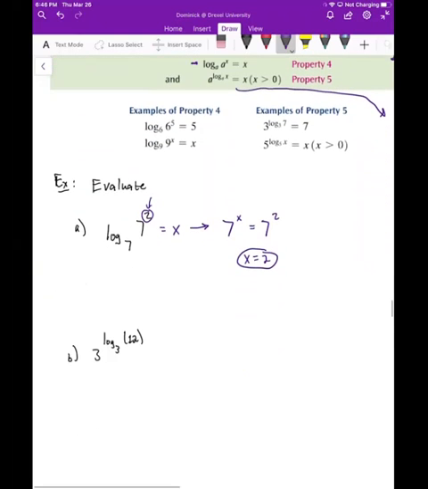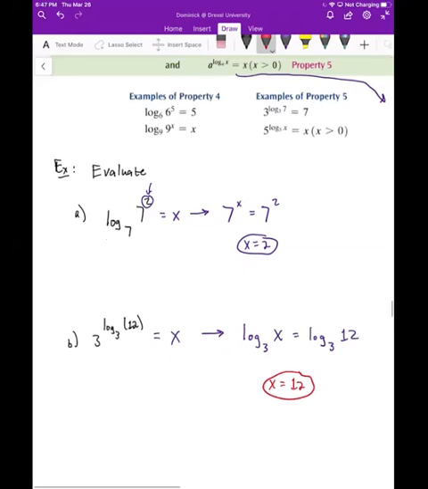Right, and last but not least, this is just the other property. If we say that this is equal to x, and we convert this to logarithmic form, this tells us that log base 3 of x is equal to log base 3 of 12. And if log of something is equal to log of something, then those two somethings better be equal. Right, so that's sort of the long way of seeing that if you have a log of a certain base and an exponent of a certain base, they're going to essentially undo each other. Right, so that's what these properties are showing here.